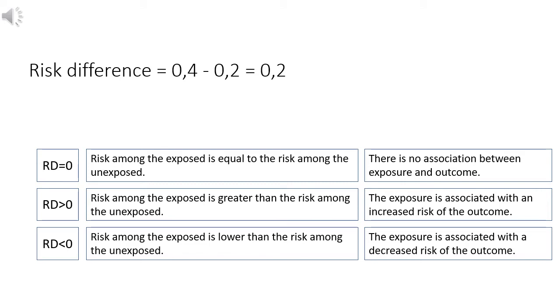In other words, the exposure is associated with an increased risk of the outcome. If the risk difference is lower than 0, then the risk among the exposed is lower than the risk among the unexposed. In other words, the exposure is associated with a decreased risk of the outcome.